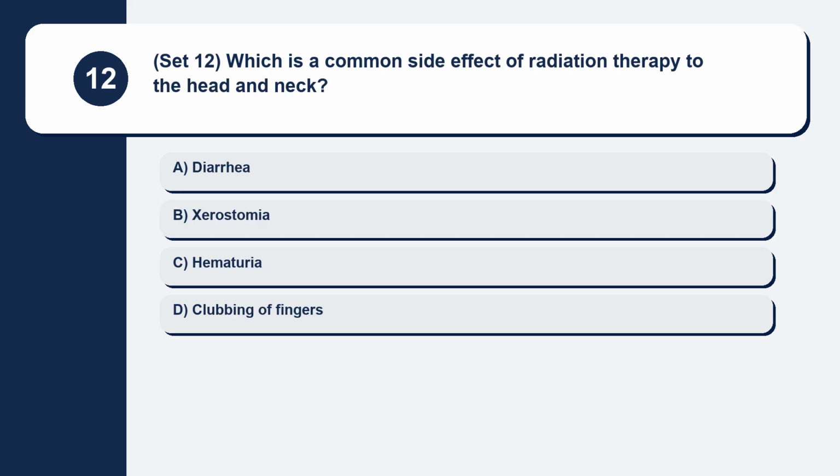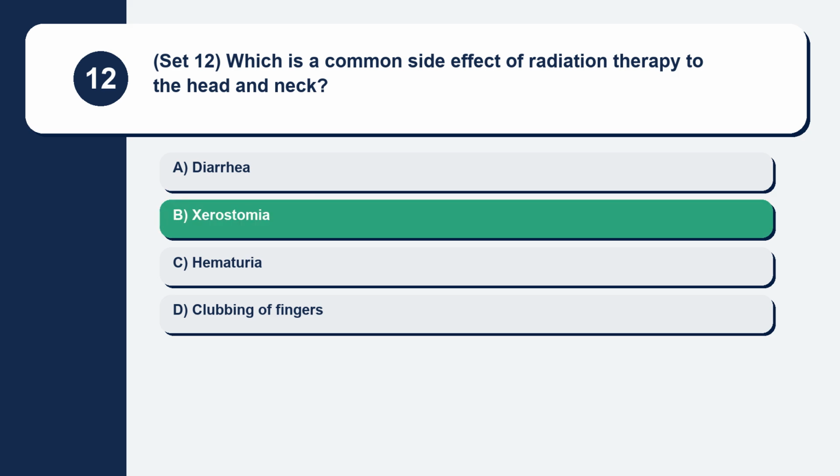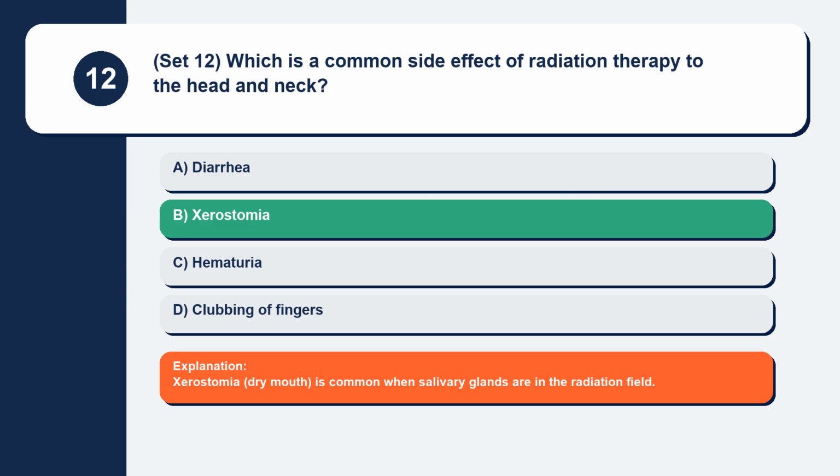Question 12. Set 12. Which is a common side effect of radiation therapy to the head and neck? Diarrhea, xerostomia, hematuria, clubbing of fingers. Xerostomia, dry mouth, is common when salivary glands are in the radiation field.